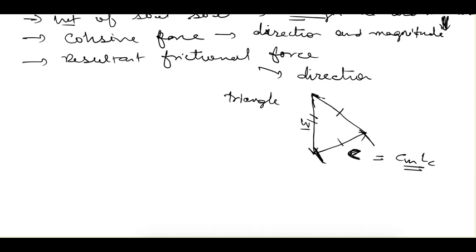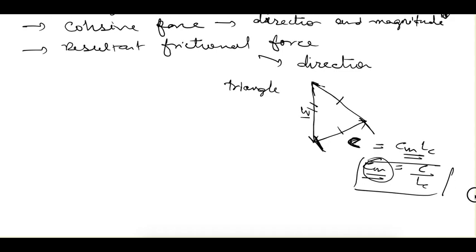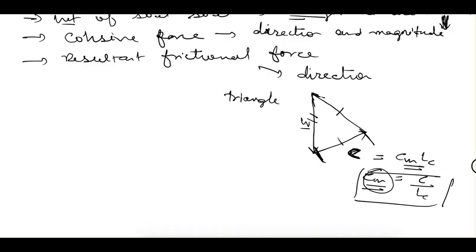That we'll see how this comes. And from here Cm is equal to C upon Lc. So our purpose is solved. We have got Cm like this. Now how do we do all this? Let's see that.